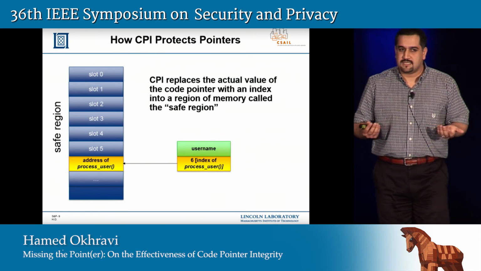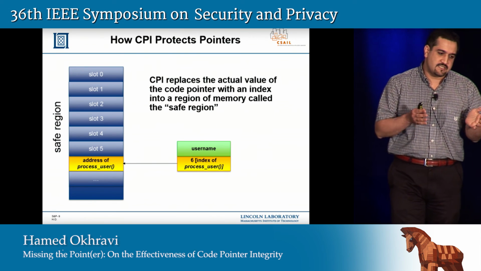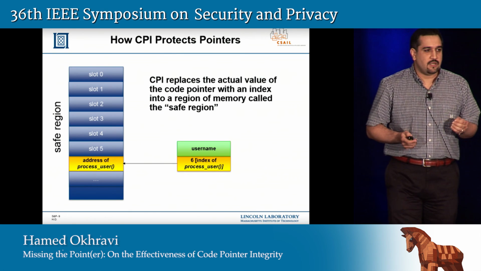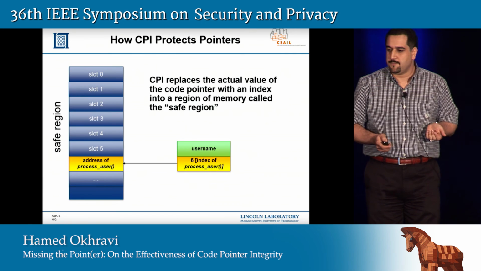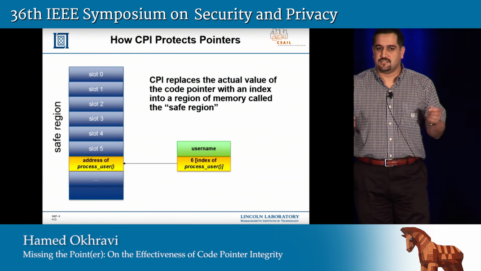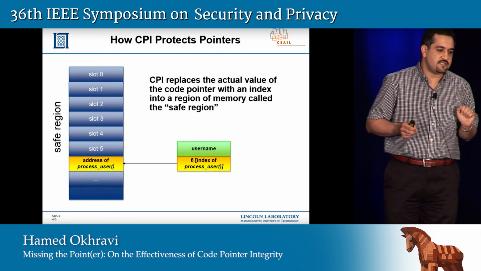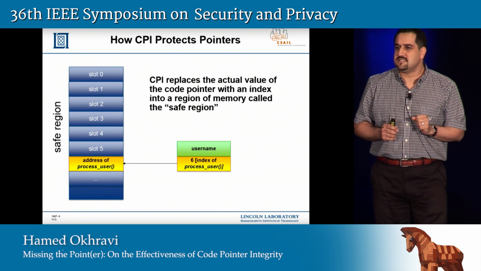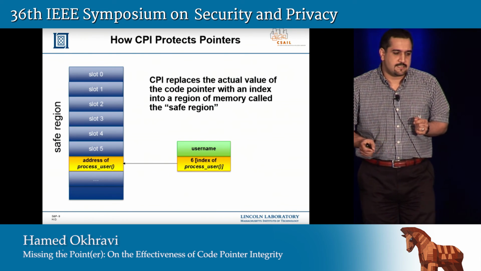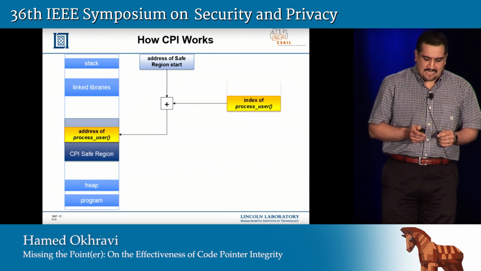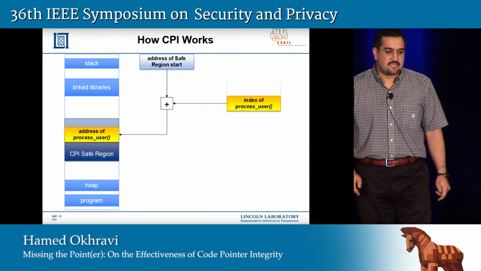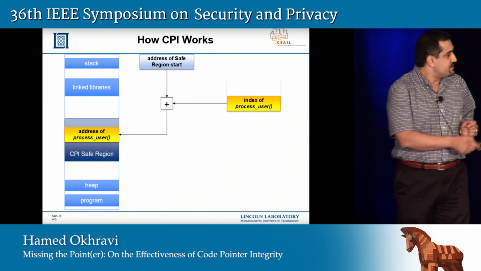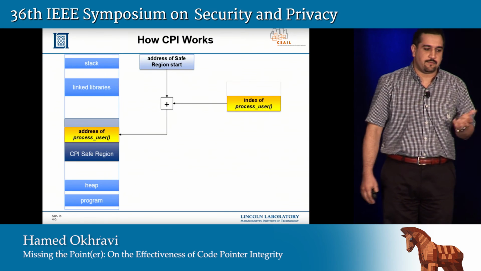So let's look at how CPI works. The concept behind it is actually fairly simple. They take any code pointer from the code and replace that with an index to a region of memory, which is called the safe region. So in this case, the address of process user function is replaced with a reference into the safe region, let's say in this case, slot number 6. And again, this is a simplified view of what CPI is. So more specifically, the base address of the safe region is added to any function pointer to get a reference into that safe region. And the safe region is somewhere inside memory, along with other regions of memory like a stack or heap.